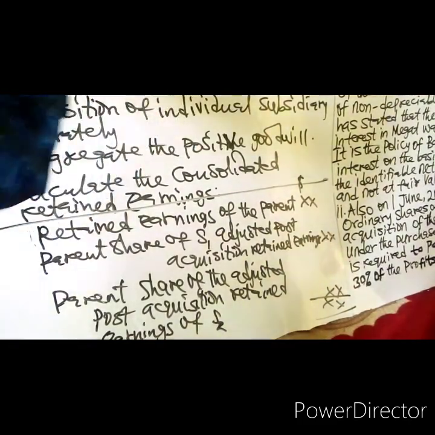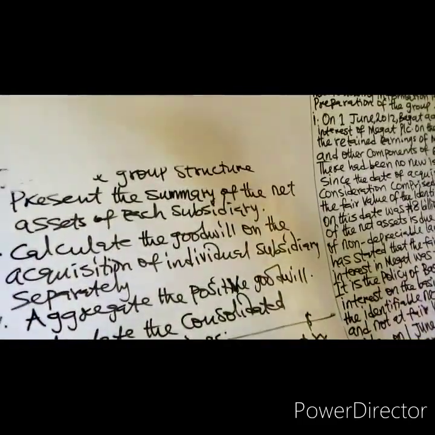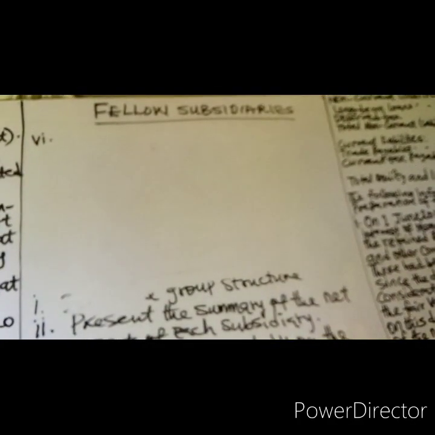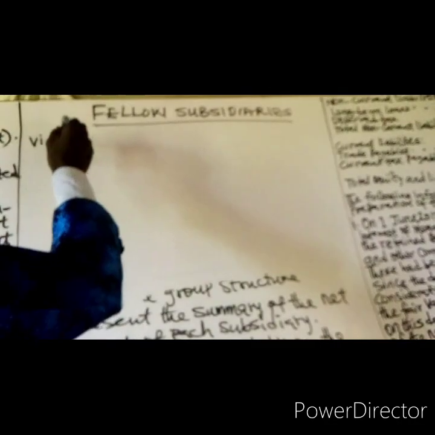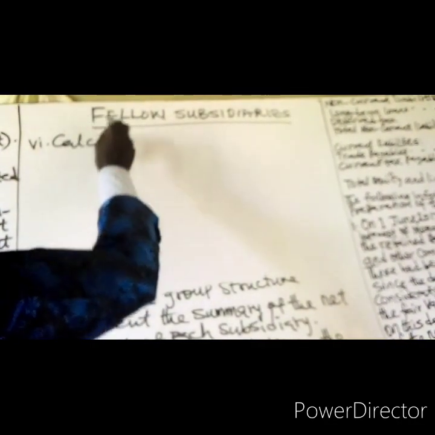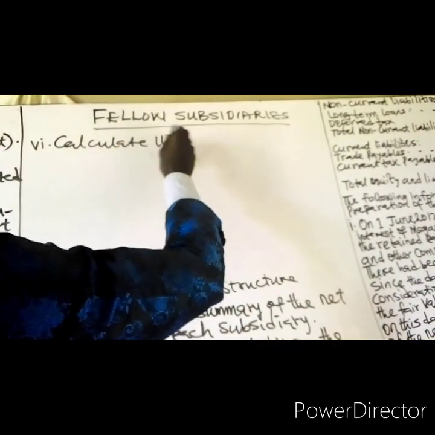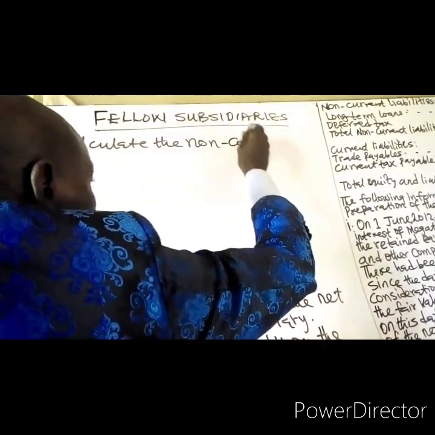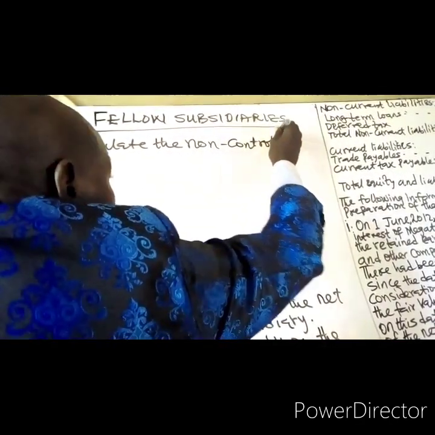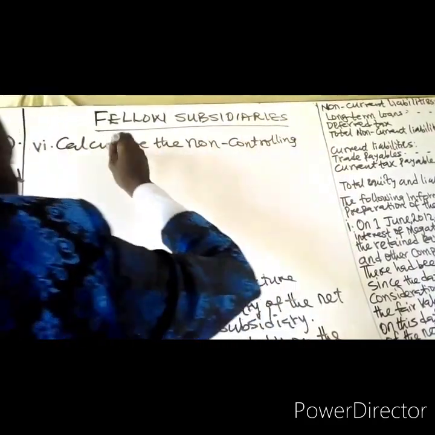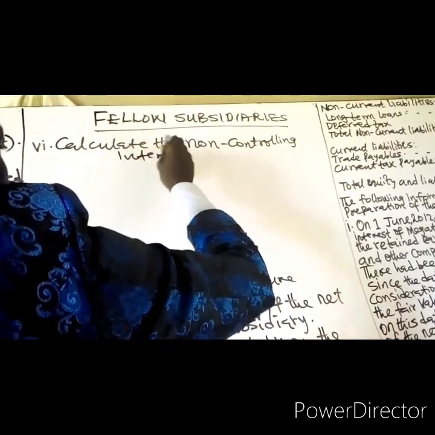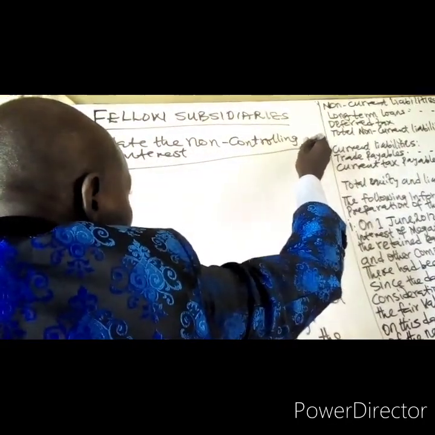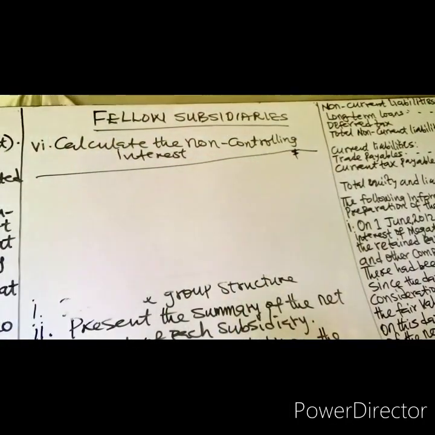Step 6, calculate the non-controlling interest that will appear in the consolidated statement of financial position.